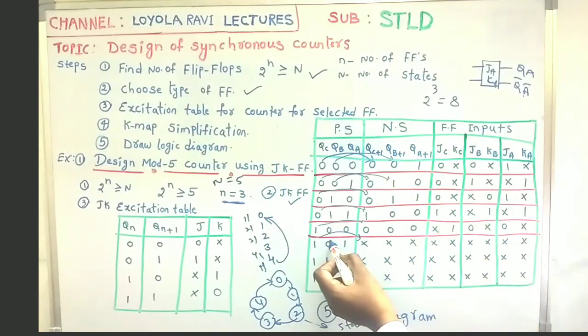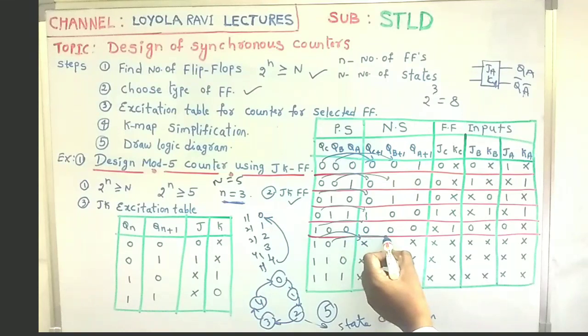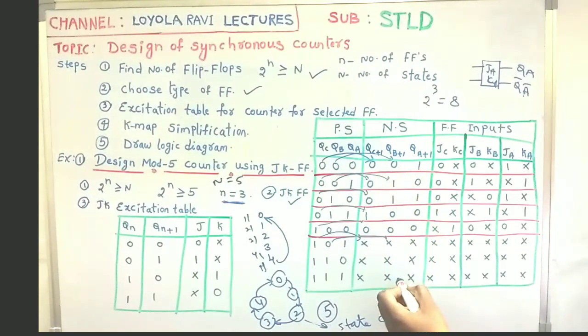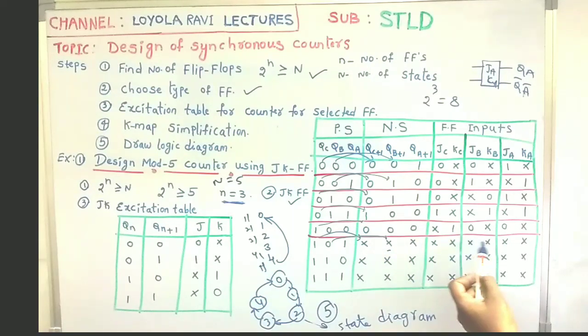Again see here, 0 to don't care here. QB to QB plus 1. QB is the present state. QB plus 1 is the next state. 0 to don't care is nothing but I don't know the next state. That's why my flip-flop inputs are don't cares for 5, 6, 7.